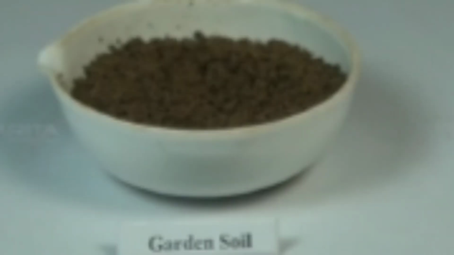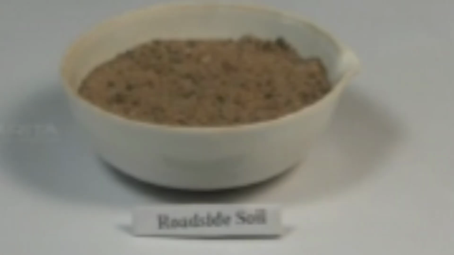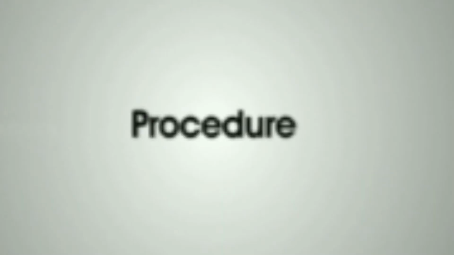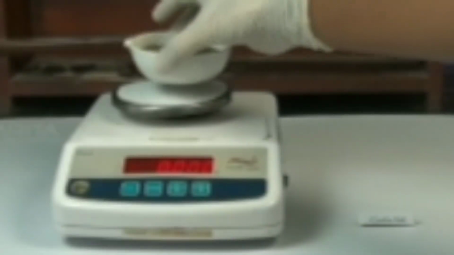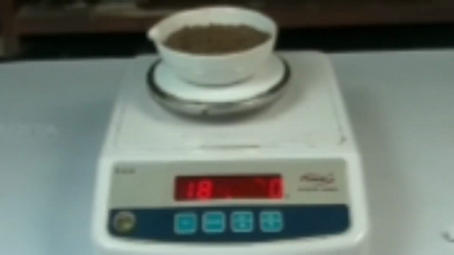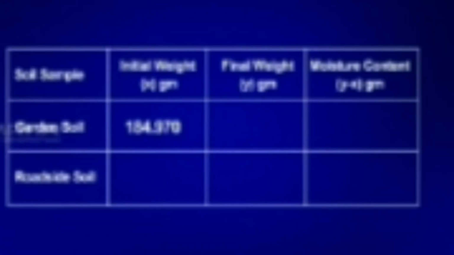To study moisture content of soil. Materials required: crucible containing garden soil and roadside soil, weighing balance and burner. Procedure: take the crucible containing garden soil and weigh the soil sample on a weighing balance. Record the initial value into the table. Take the crucible and place it over the Bunsen burner. Heat the soil for some time till the soil becomes dry.